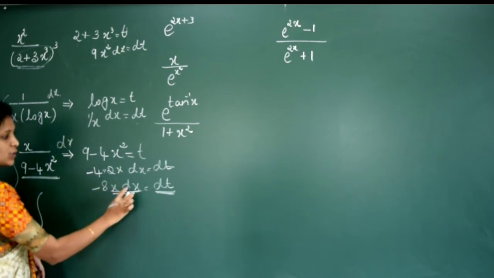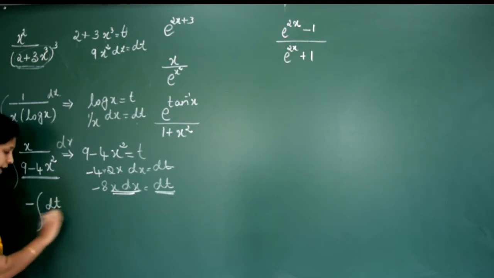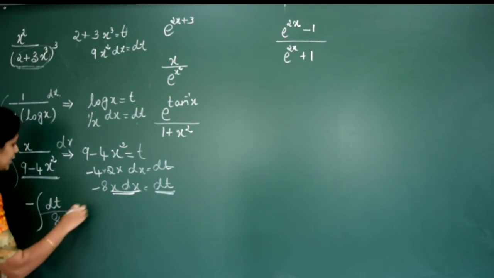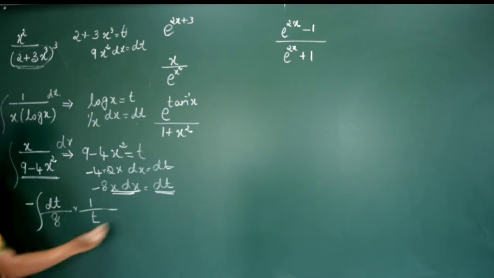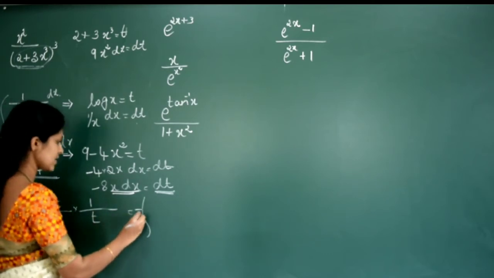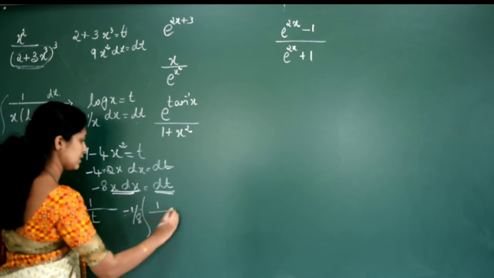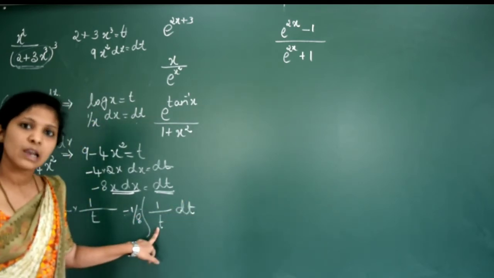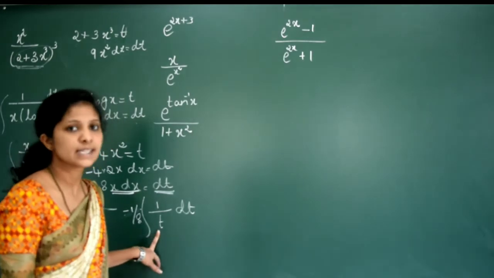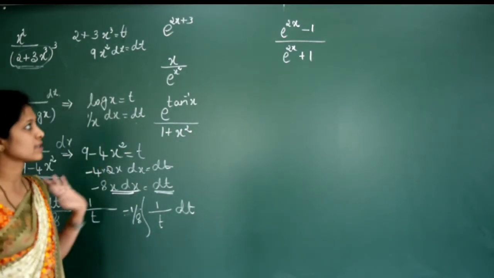So I can give x dx is equal to minus dt divided by 8, into 1 by 9 minus 4x square, which will be t. So this is now the integration of minus 1 by 8 into 1 by t into dt. You know the integration of 1 by t is log of mod t plus c. Then substitute the value of t as 9 minus 4x square.